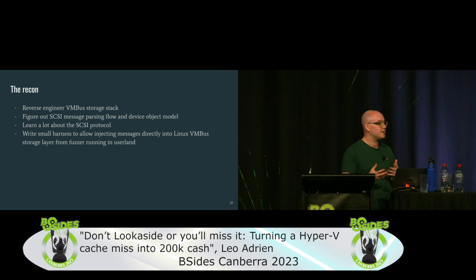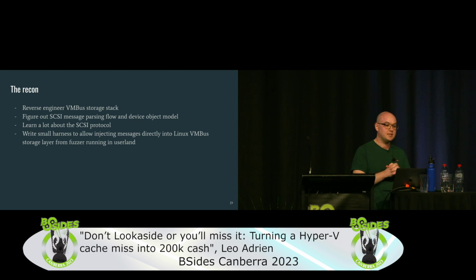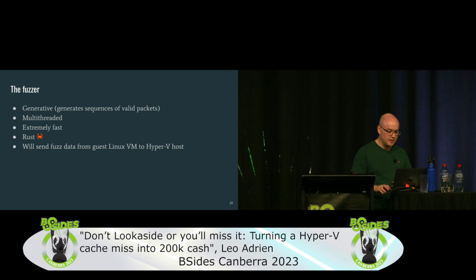And I wrote a little harness using the Linux kernel. The nice thing about Hyper-V is all the guest VM stuff for the Linux kernel is completely open source. Microsoft have upstreamed it into the Linux kernel because obviously they want Linux to work really well in Azure. And so I was able to go in there and play with that code a bit and use it to start sending messages directly through this VMBus into the virtual storage layer that I wanted to fuzz and target. It's like, yeah, cool, things are going well. This seems like a great idea.